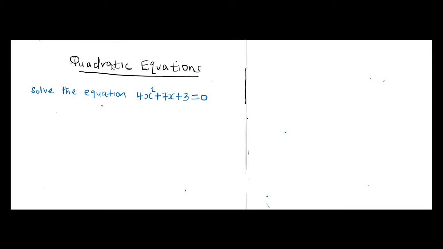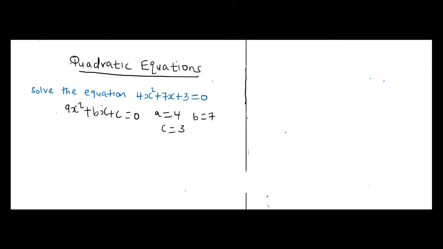In this video, I will explain solving a quadratic equation. A quadratic equation is in the form of ax squared plus bx plus c equals 0. In this particular equation, a is 4, b is 7, and c is 3.